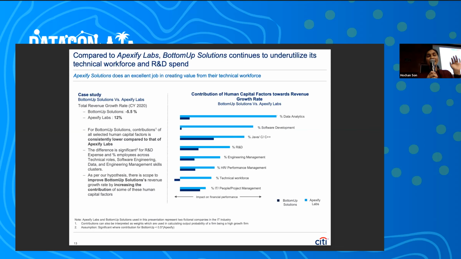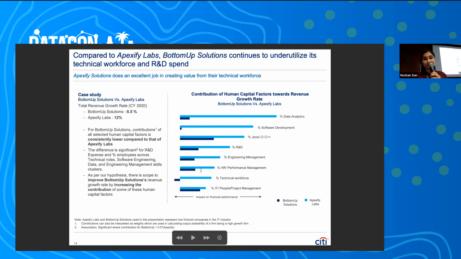If you look at the contribution of each of these human capital factors for Bottom Up Solution, it's consistently lower compared to Apexify Labs. And the difference is pretty significant for R&D and percentage of employees across technical roles, software engineering, data and engineering management skills. So as per our hypothesis, there is scope to improve Bottom Up Solution's revenue growth rate by increasing the contribution of these particular factors. So we can target these factors and hire more employees in this particular skill cluster, or train their existing employees in this cluster so that they can boost their total revenue growth rate.